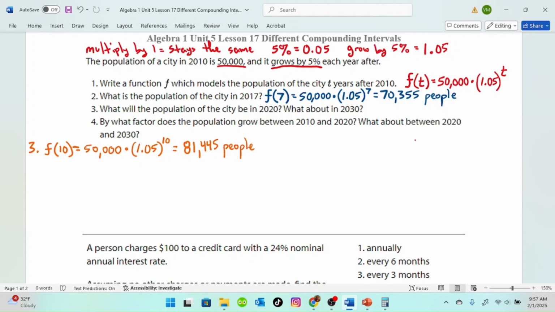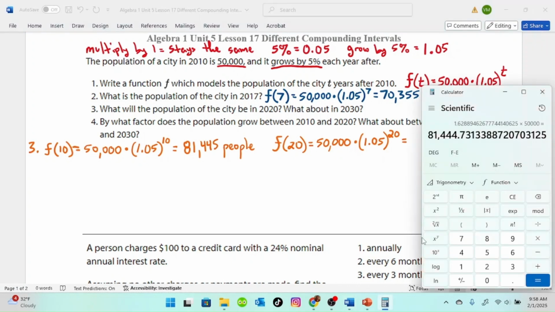Next, they also want to know about 2030. 2030 is going to be 20 years after 2010. So we would say f of 20 equals that original population of 50,000 times the growth factor of 1.05, which maintains the current population and grows it by 5% each year. And now our exponent is going to be 20.